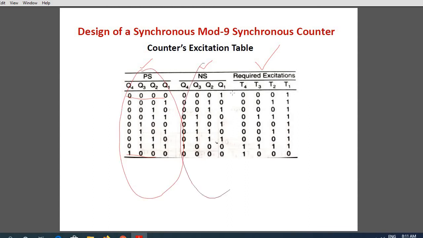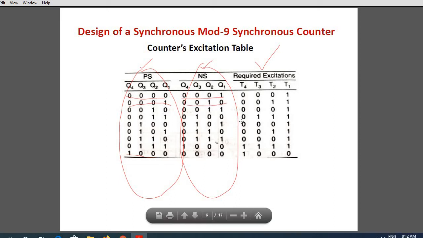Next, you have to write the next state. How will you write the next state? Take each of the present state counts. Here the present state is 0000. What is the next count? It will be 0001. Now, what is the present state here? 0001. If your present state is 0001, your next state will be 0010. Similarly, you have to finish the next state.